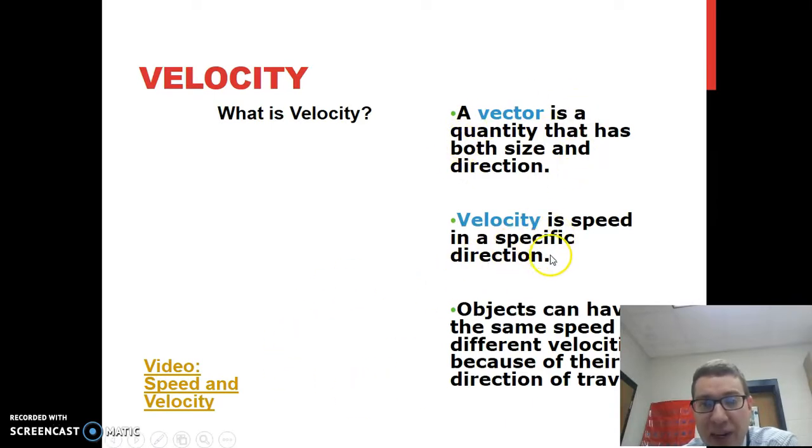Velocity is speed in a specific direction. So if I'm driving down the road and I'm going on Route 7, but I'm going east, my velocity might be 55 miles per hour east. So velocity is speed and what direction you're going in. So make sure you always write down the direction you're going in if they ask for velocity. Average speed is just how fast you're going.